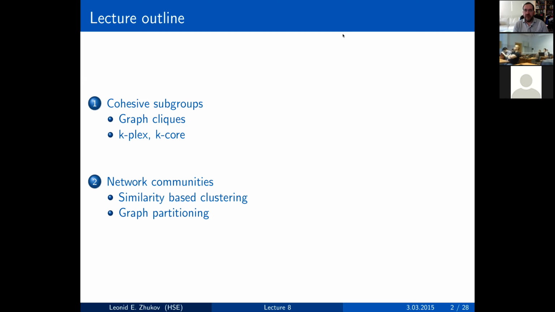And then we'll actually switch to network communities, and we'll discuss 2 main ways to actually find them. One through similarity-based clustering, based on the ideas we developed in the previous lecture on the structural similarity between nodes. And then the major way is through graph partitioning. We'll start this topic and we'll continue on with it next lecture.